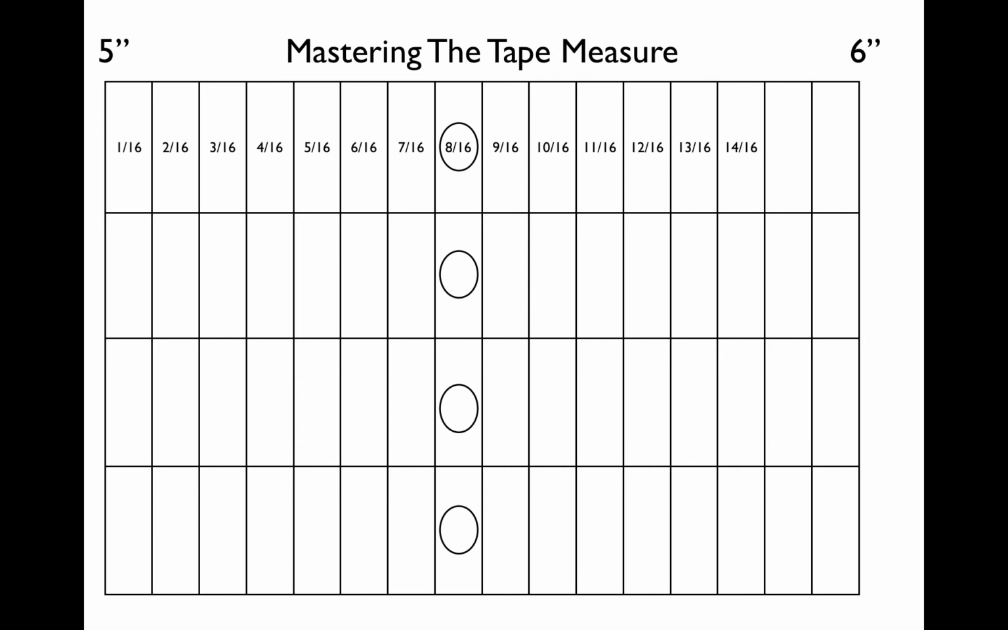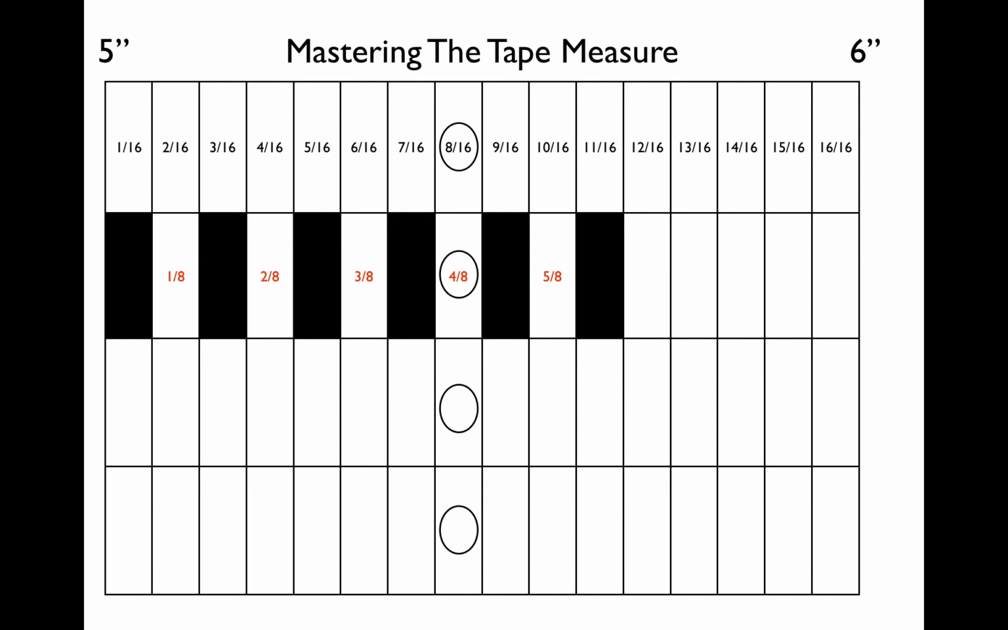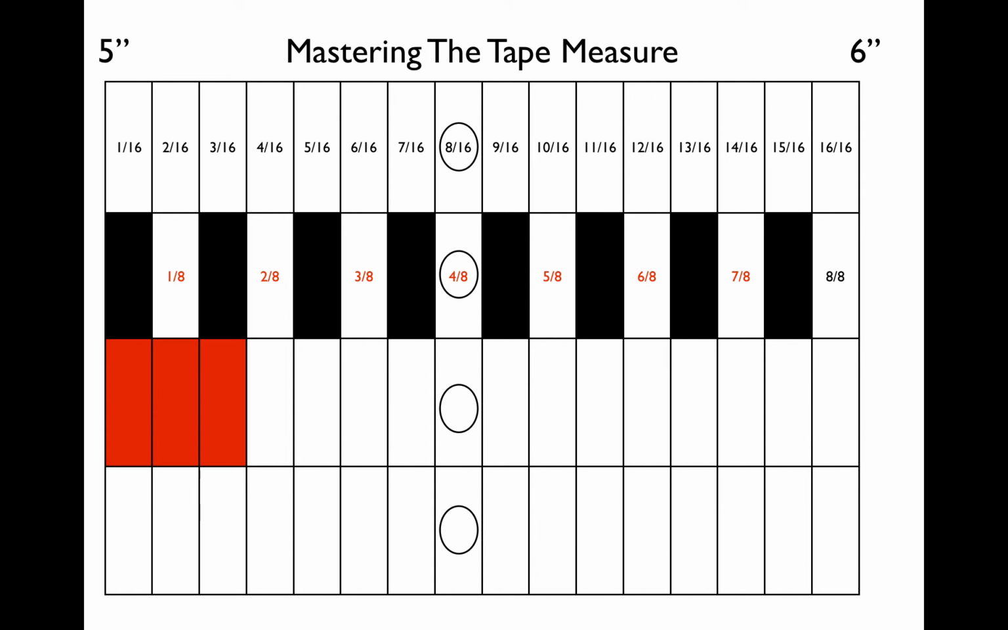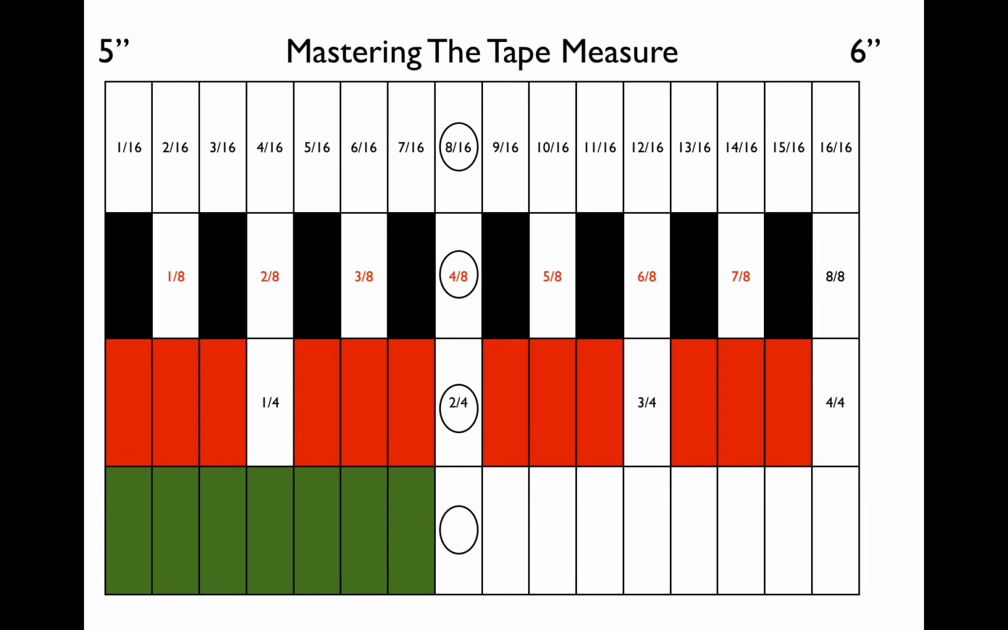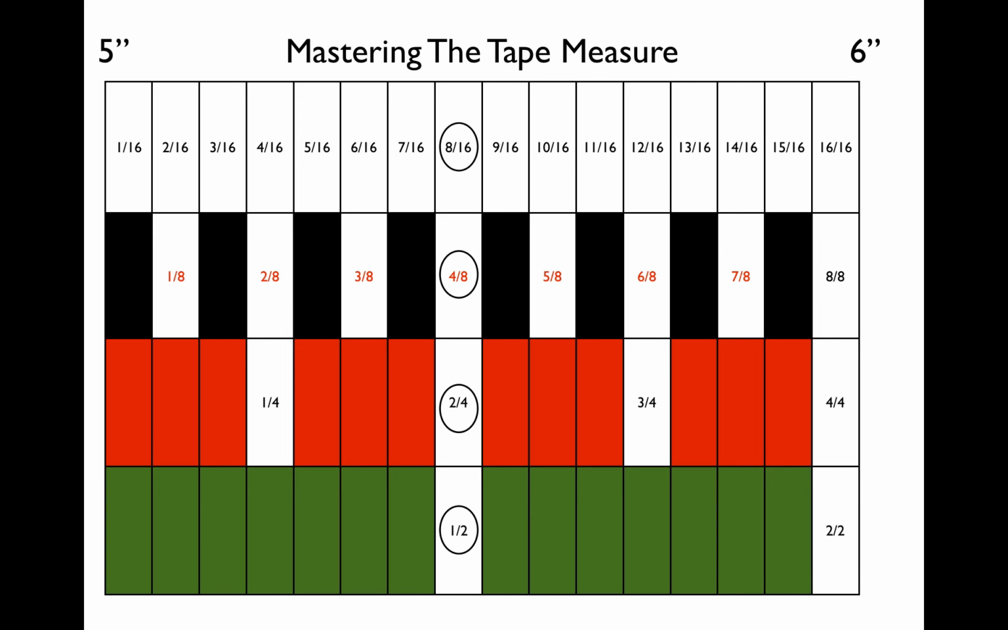Every line between every inch is a 16th. Every 2 consecutive 16ths is equivalent to an eighth. 1, 2, 1, 2, 1, 2. And you see, every 4 consecutive 16ths is equivalent to a 1/4. Every 8 consecutive 16ths is equivalent to 1/2 of an inch. Now, let's see. 1 is 1/2 of 2. 2 is 1/2 of 4. 4 is 1/2 of 8. 8 is 1/2 of 16.